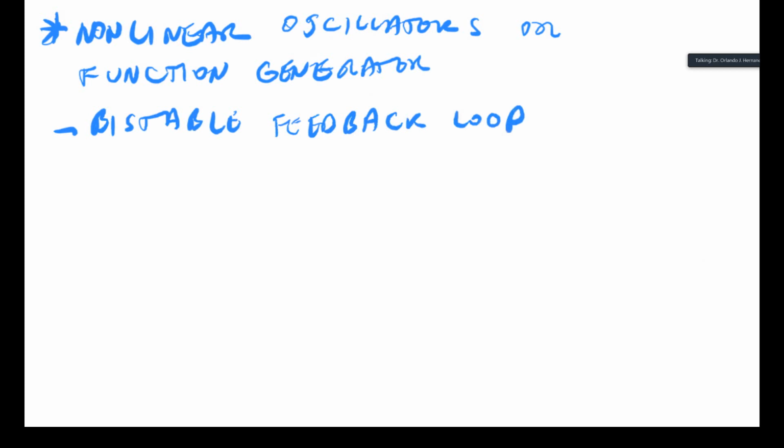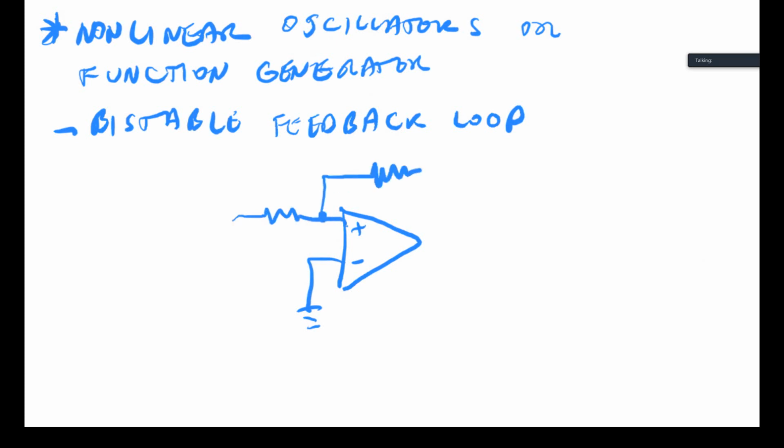And what you have seen, that part of that one-shot, is this type of op-amp configuration. Of course, you will put more things there, but one type of bistable feedback loop looks like this. This will never be stable because you have a feedback going into the positive input of the op-amp, and it'll keep switching back and forth between the power supply rails of the op-amp.